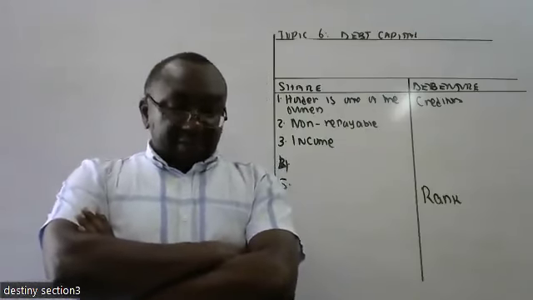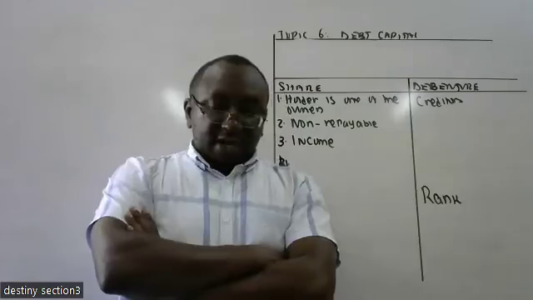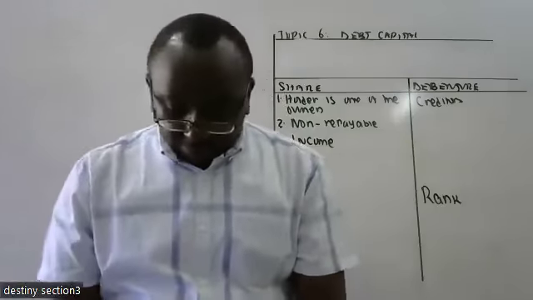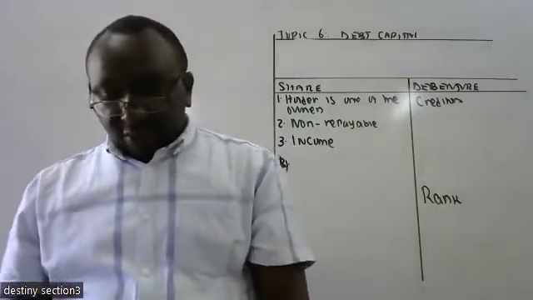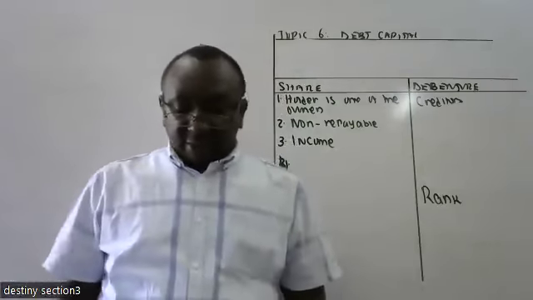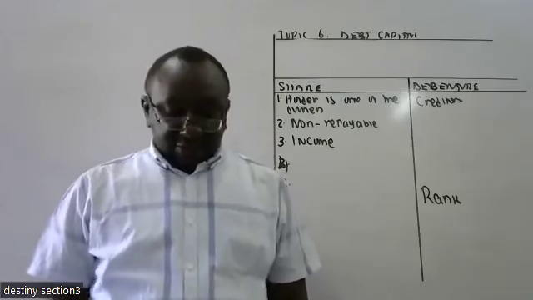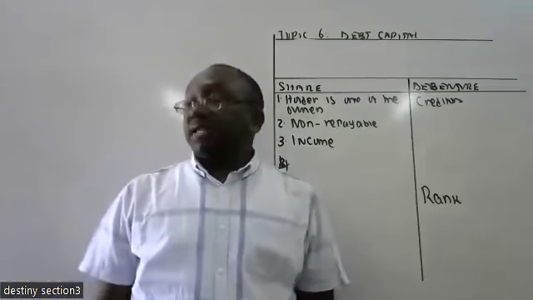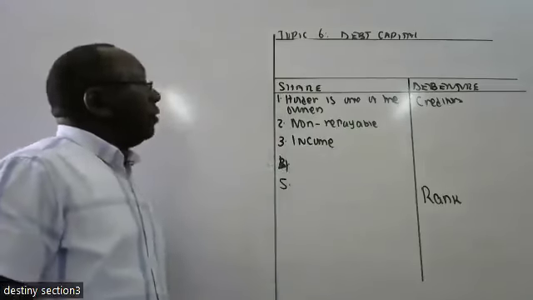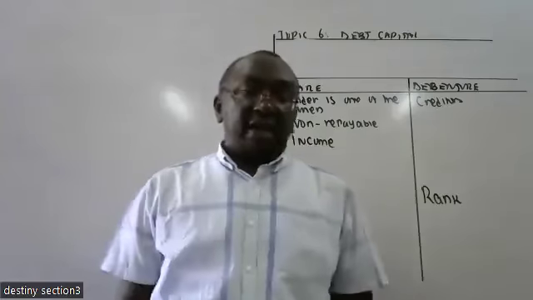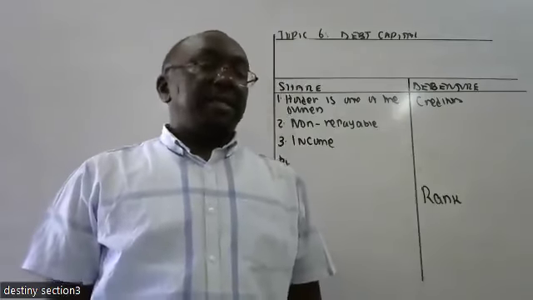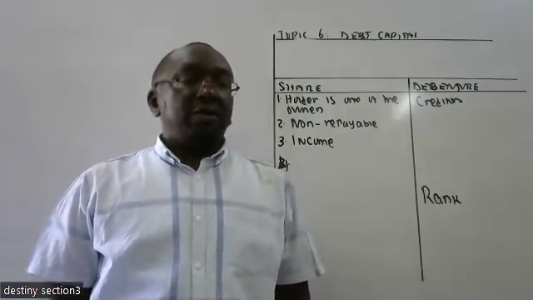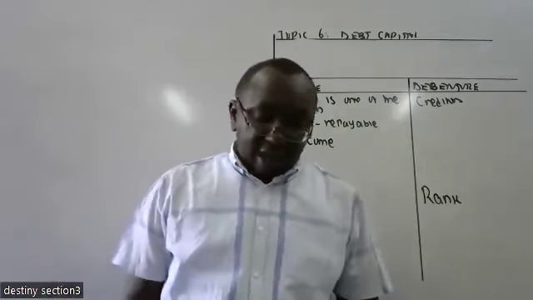But on the other side, debentures are secured against company assets. Those are again the differences that you note: the shareholder is one of the owners of the company, but the debenture holder is a creditor, not an owner. Although we are using his money, he's not one of the owners.